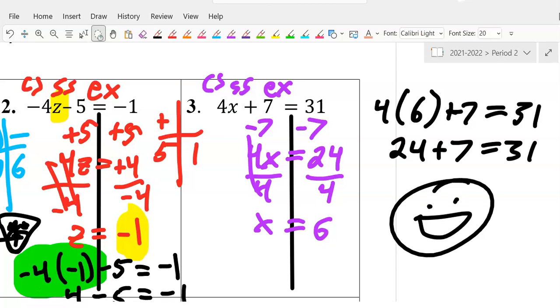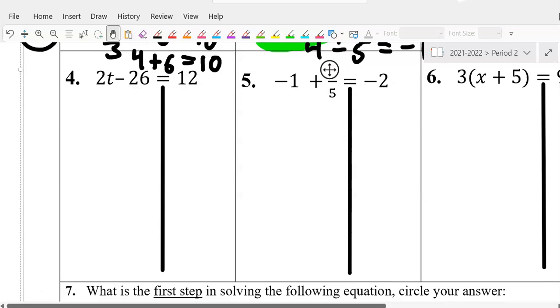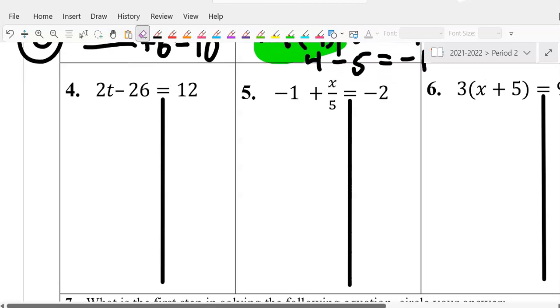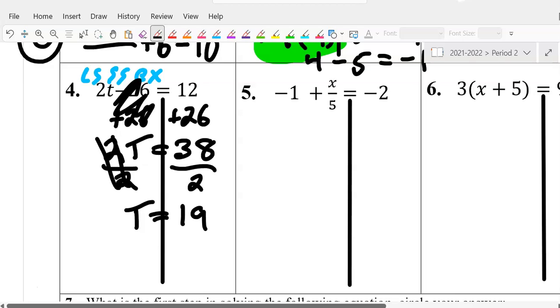Okay, number 4. All right, pick a color, any color. Blue. What will you do first? Superstar, co-star, extra. Okay, who's superstar? T. Co-star. 2. Extra. Negative 26. Now you do plus 26 on both sides. And then 26 plus 12 is 38. So 2t equals 38. 2 divided by 2, and then 38 divided by 2 is 19. Are we done? Yes, but check your answer.